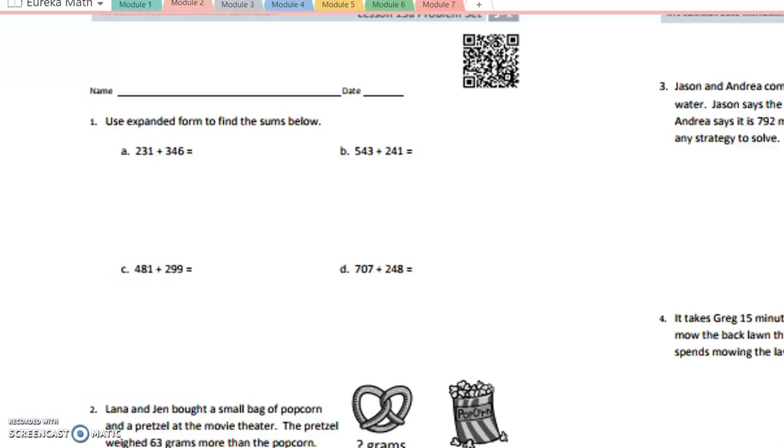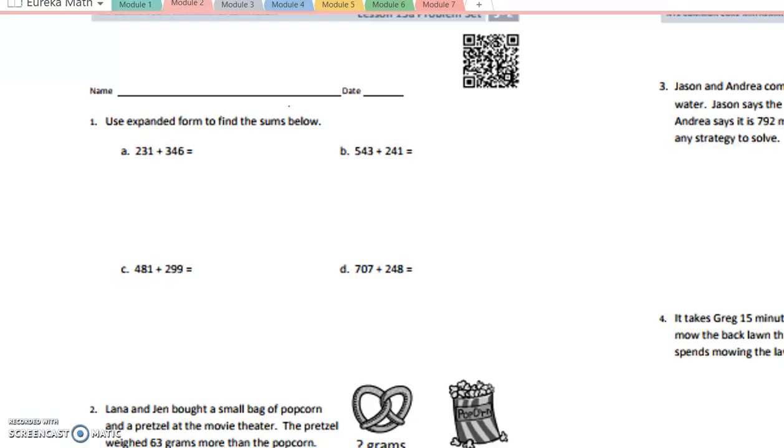Hello, mathematician friends. Today we're working on lesson 15A, and this is our first lesson with addition. And in this lesson, you're going to learn how to use expanded form to find the sum, which is an answer to an addition problem. So let me show you with letter A.